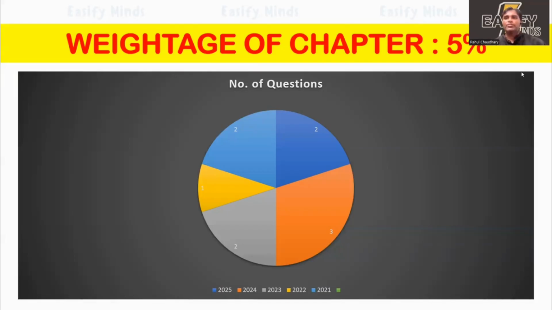So we have a weightage of around 5% of this in the paper. In 2025, 2 questions came, then 3 questions, then 2 questions, then 1 question. So roughly the range is 1 to 3. I will consider the maximum, so 3 questions can come in your paper from this. A very good chapter, formula based directly. Simply you have to use the formula.